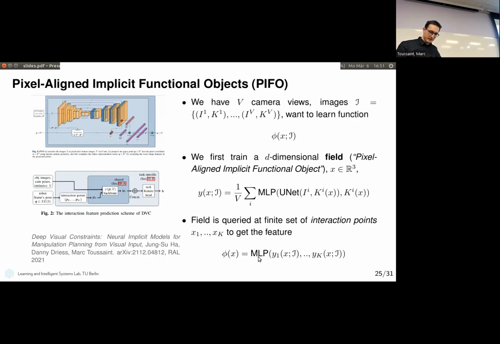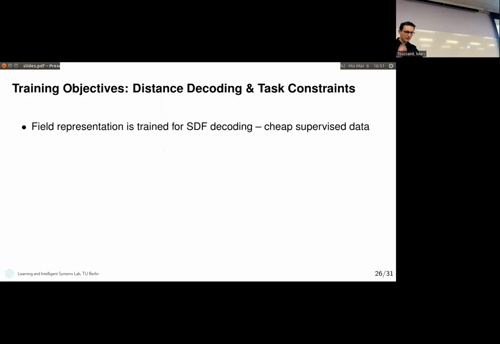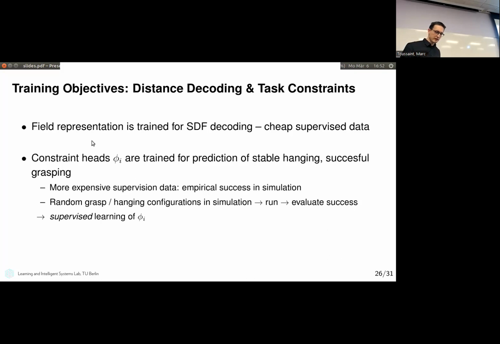So this defines a pipeline, in a sense an architecture, and now the question is how we train all of this. Because the field representation is quite high-dimensional, we want cheap supervision data for the field representation. We do that by training the field representation to be sufficient to decode the distance to the object. Other people have done that, and NeRF is also similar. It's a very strong supervision signal when you require the field representation of an object to be at least sufficient to decode the distance to the surface. And that's very cheap supervision data. That's how we get a field representation, and then we freeze the field representation. And on top of that, we can learn a head.